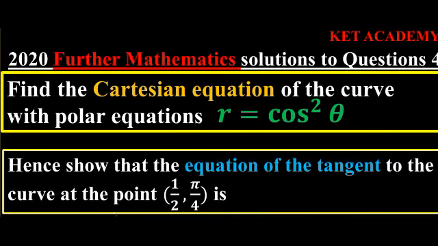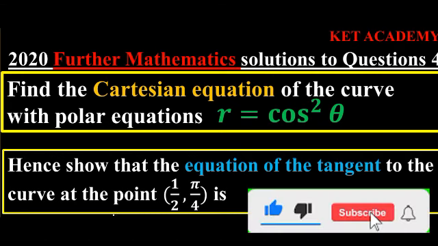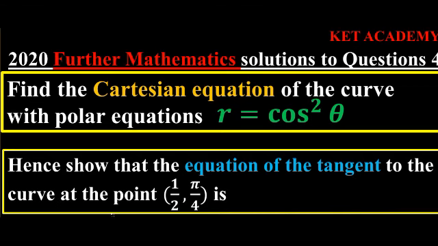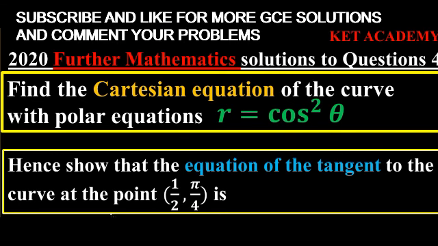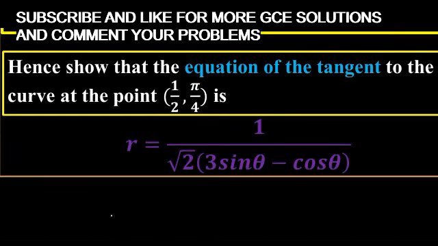In today's video, we are going to be looking at 2020 further mathematics solutions, specifically question 4. Question 4 says: find the Cartesian equation of the curve with polar equation r equals cos squared theta, and hence show that the equation of the tangent to the curve at the point (a half, pi on 4) is r equal to 1 divided by root 2 (3 sin theta minus cos theta).